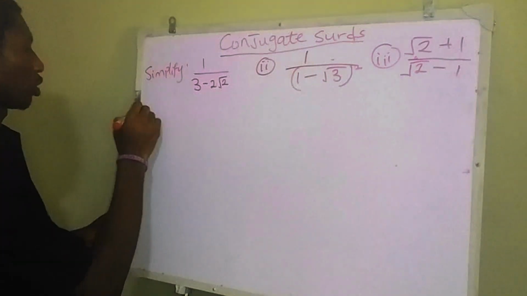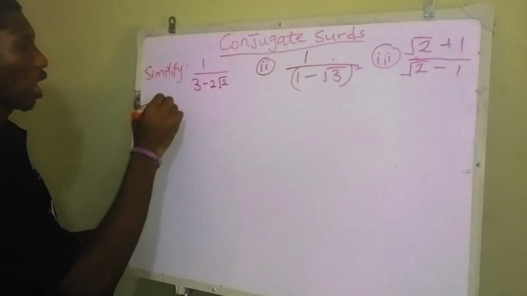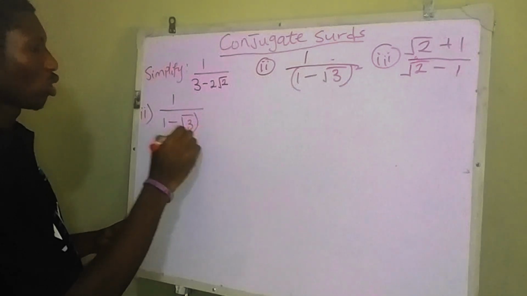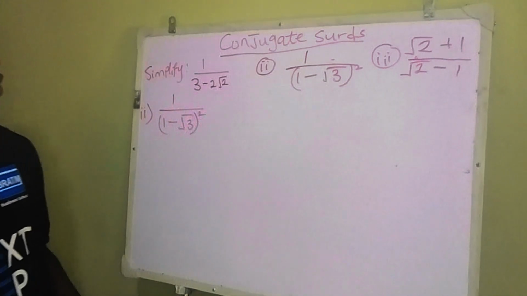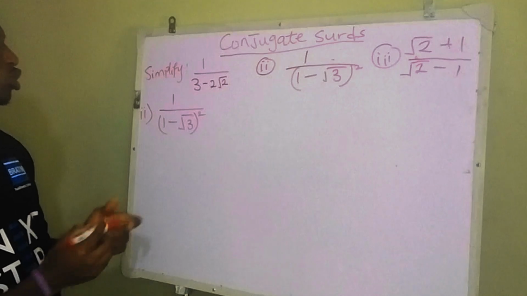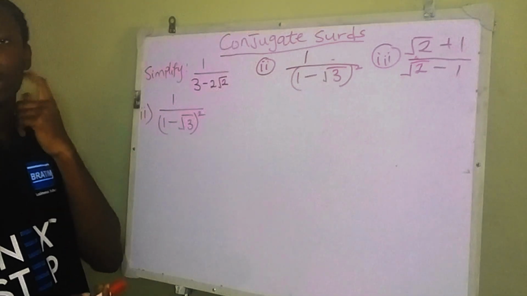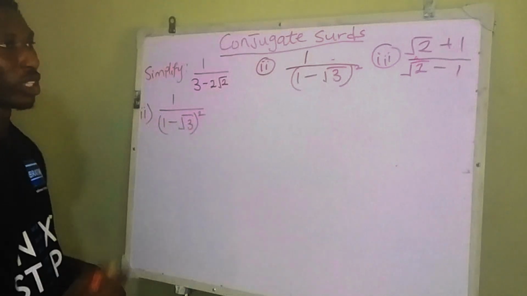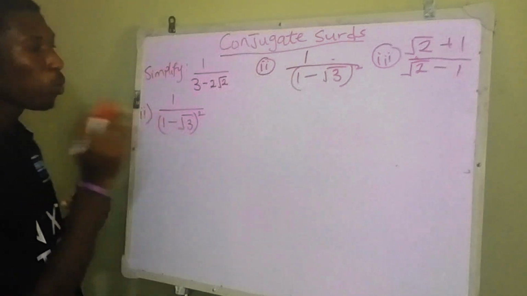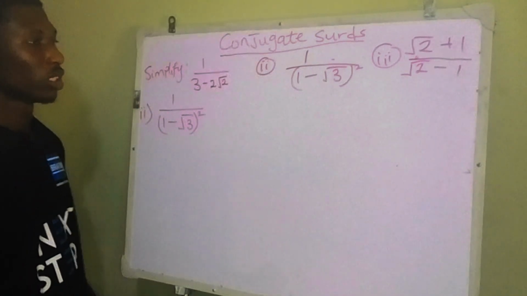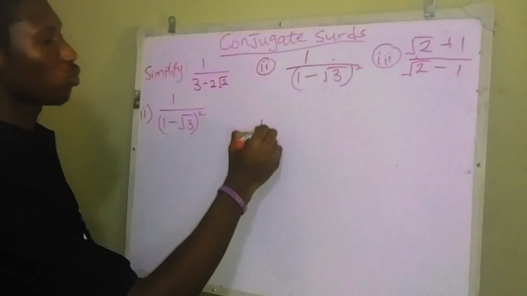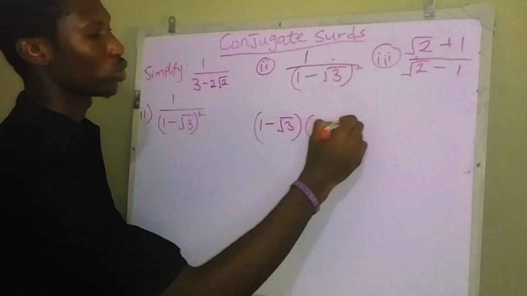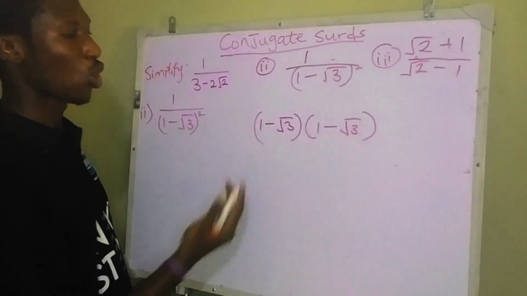So let's solve this. For this, I have 1 all over 1 minus square root of 3, all squared. Now, I won't just go into solving this by finding its conjugate, because we can't even find the conjugate of this because it is squared. So what it therefore means is we have to open the bracket. If we are to open the bracket, we have 1 minus square root of 3, 1 minus square root of 3, because it is all squared.